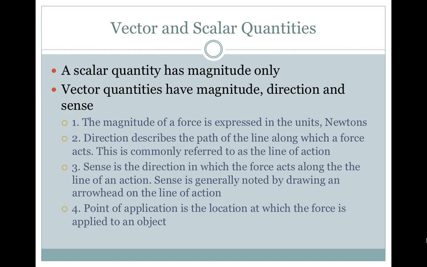The magnitude of a force is expressed in units, newtons. Direction is described as the path of the line along which a force acts. This is commonly referred to as the line of action. Sense is the direction in which the force acts along the line of action. Sense is generally noted by drawing an arrowhead on the line of action. Point of application is the location at which the force is applied to an object.